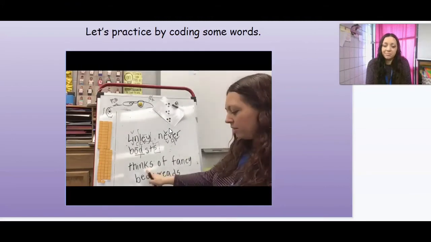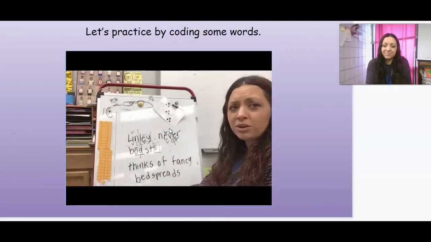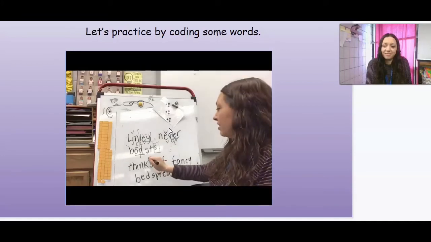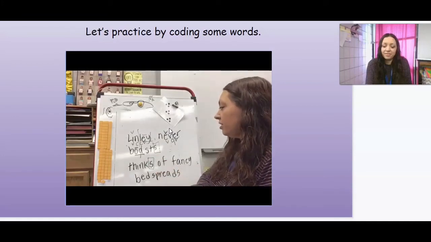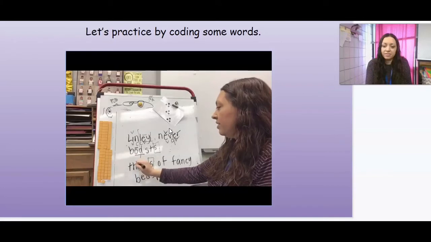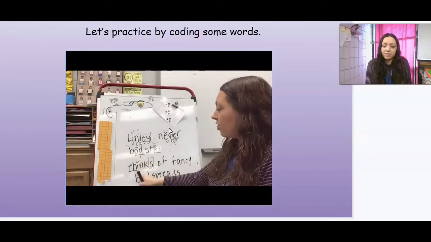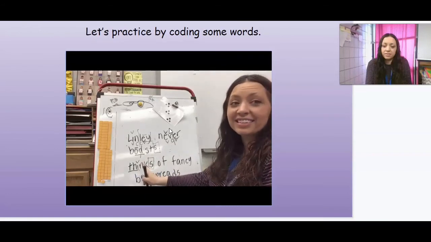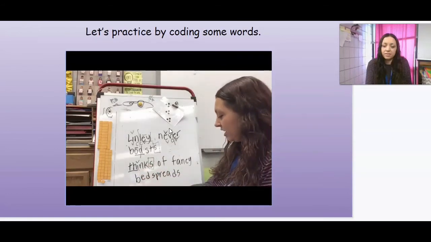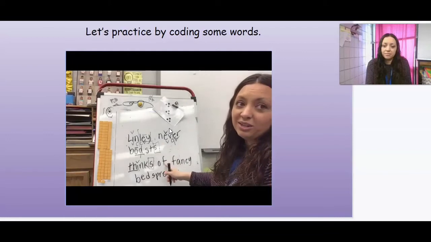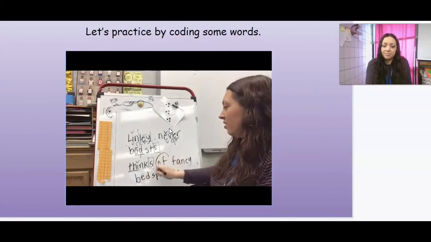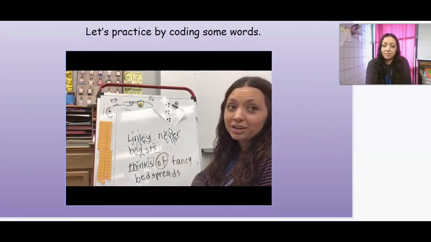All right, what about this next word? What do you notice about it? Well, it's got that S at the end, so I need to box it off. It's got an I in front of an N, so it's short, and then that TH is a digraph. So ink. Thanks. Very good. What do we do to this word when we code it? We just circle it because it's a rule breaker. It does not follow the rules.